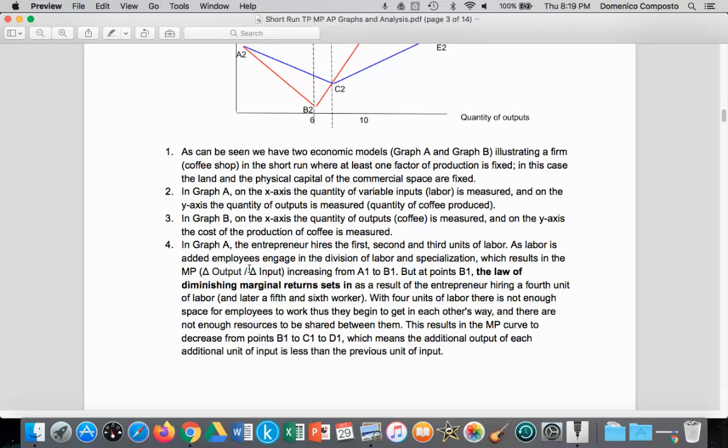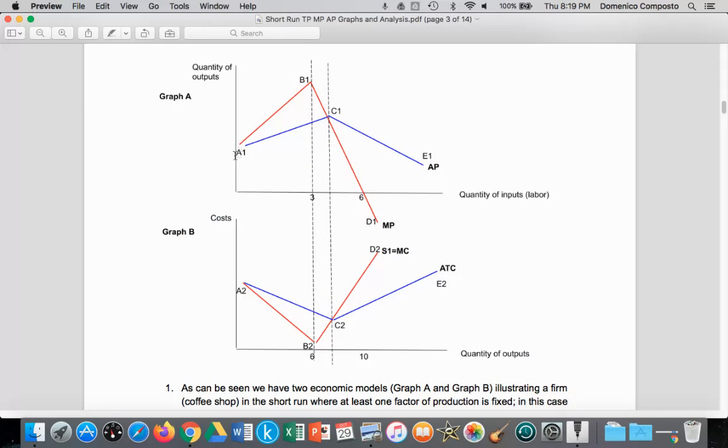As labor is added, employees engage in the division of labor and specialization, which results in the marginal product, which is the change in output over the change in input, increasing from point A1 to B1. Right? Marginal product is rising.